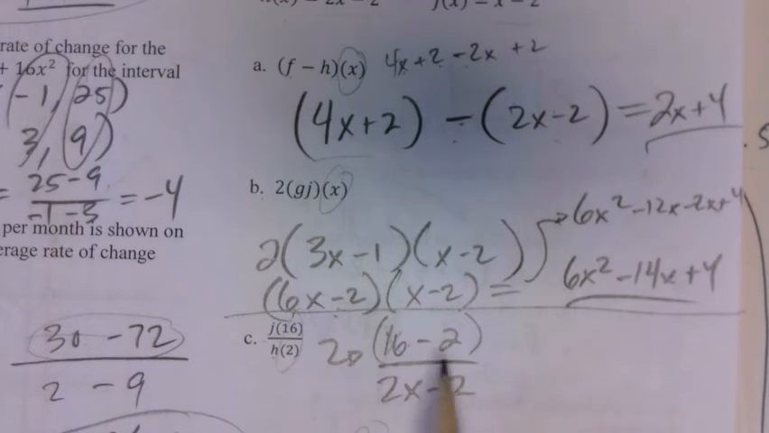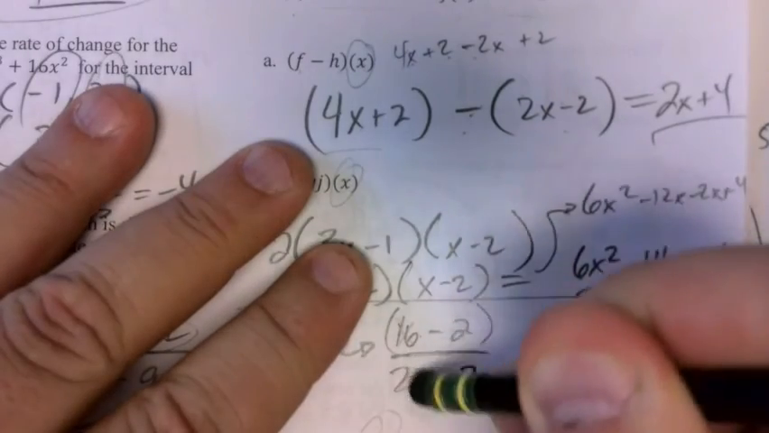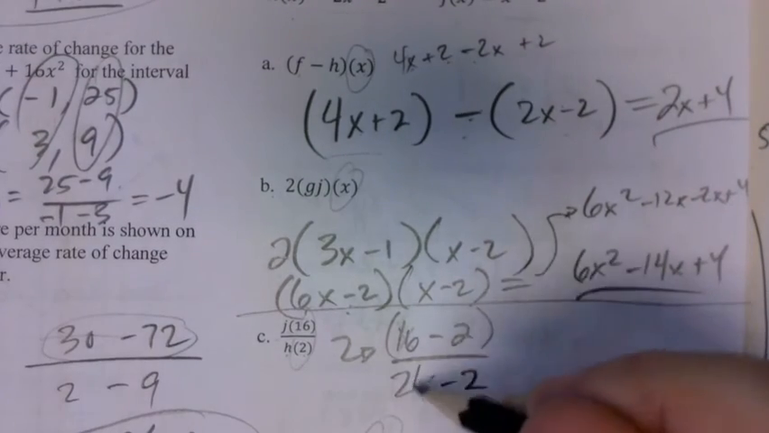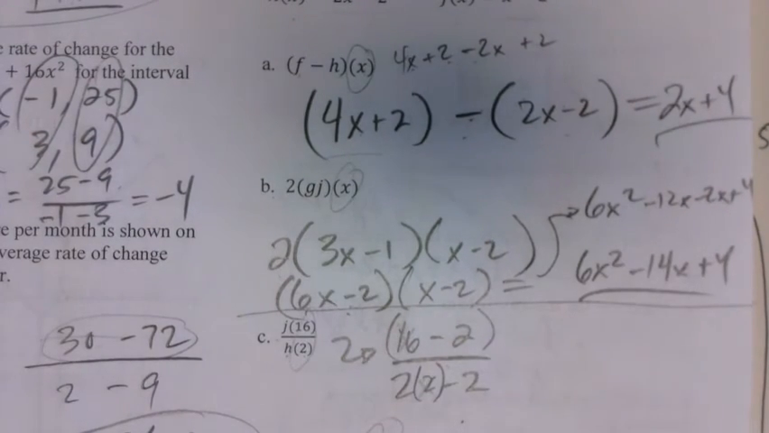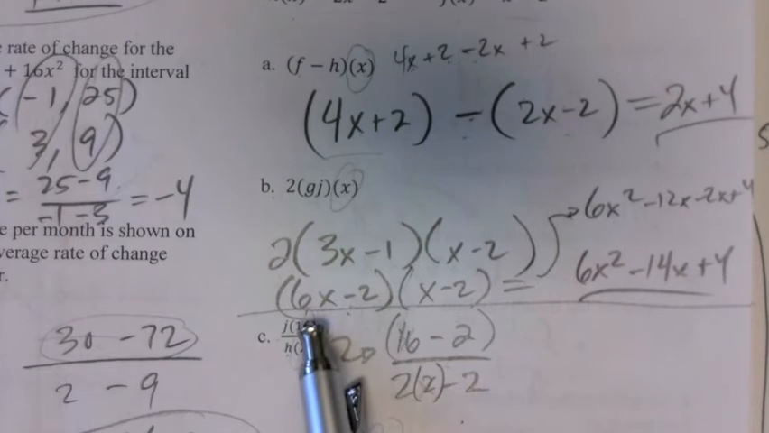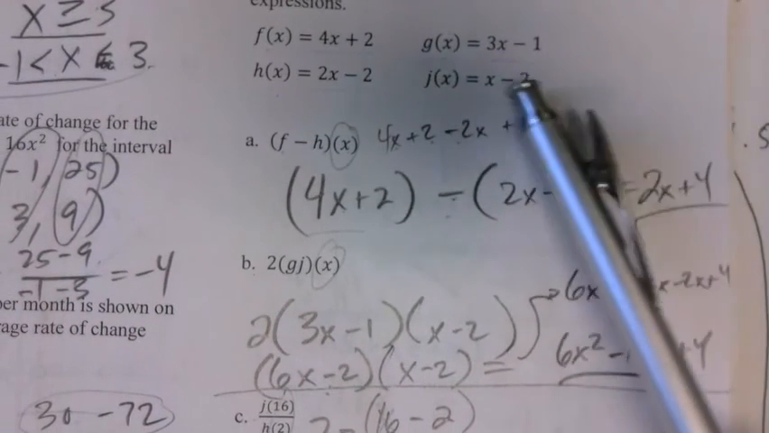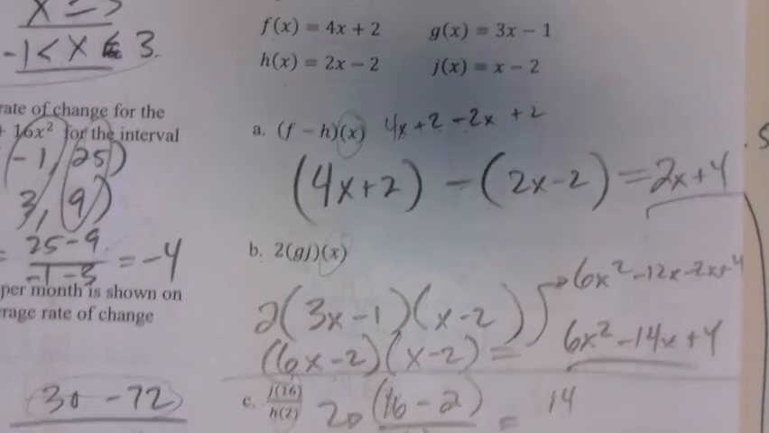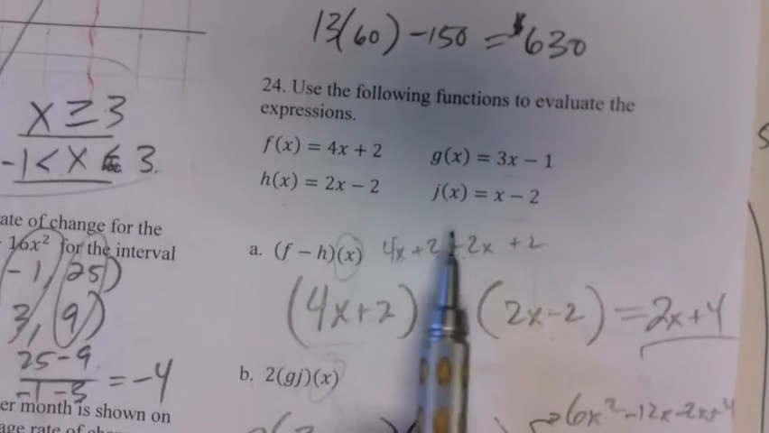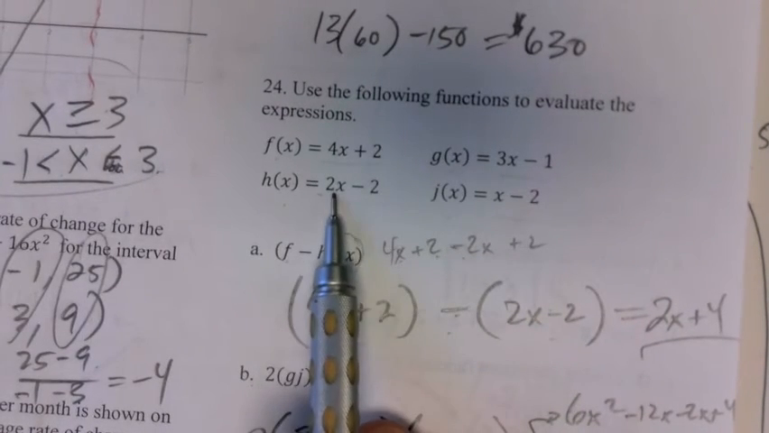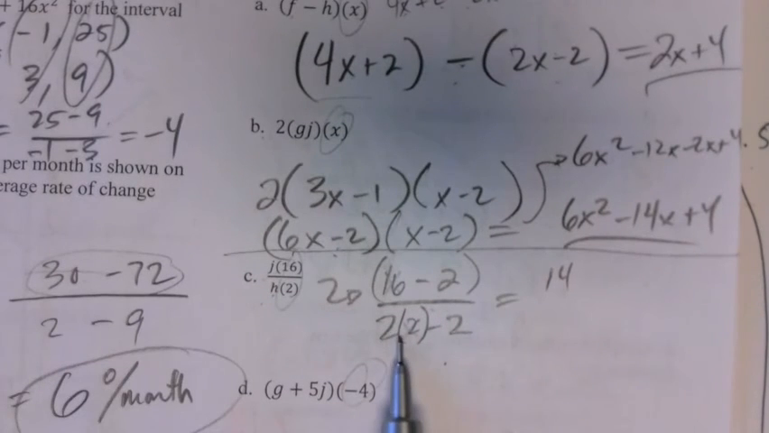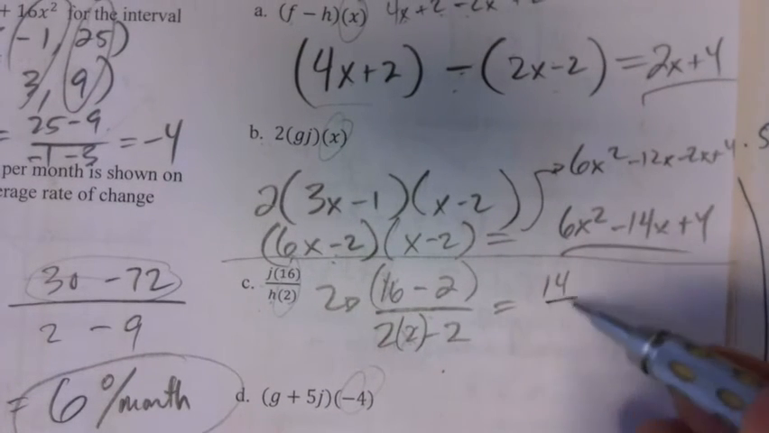But only into j. So up here, this is saying put 2 into h. So instead of x here, I'm going to put a 2. That's what that's saying. Put 16 into j. So 16 minus 2, which is 14. Put 2 into h. 2 times 2 is 4. 4 minus 2 is 2. Like here, 2 times 2 is 4. 4 minus 2 is 2.